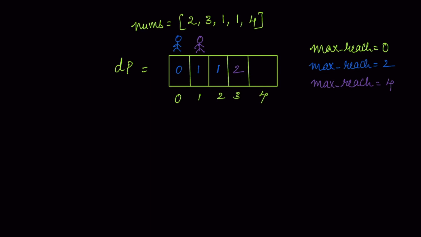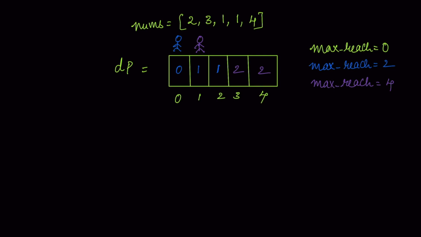Then I also update my dp of 4 to 2. The reason I am updating to 2 is again similar. Since I can reach the index position of 1 with a single jump, and from this index position 1 I can take a jump of 3 units and I can reach the index position 4. So that is the reason I am updating dp of 4 to 2.